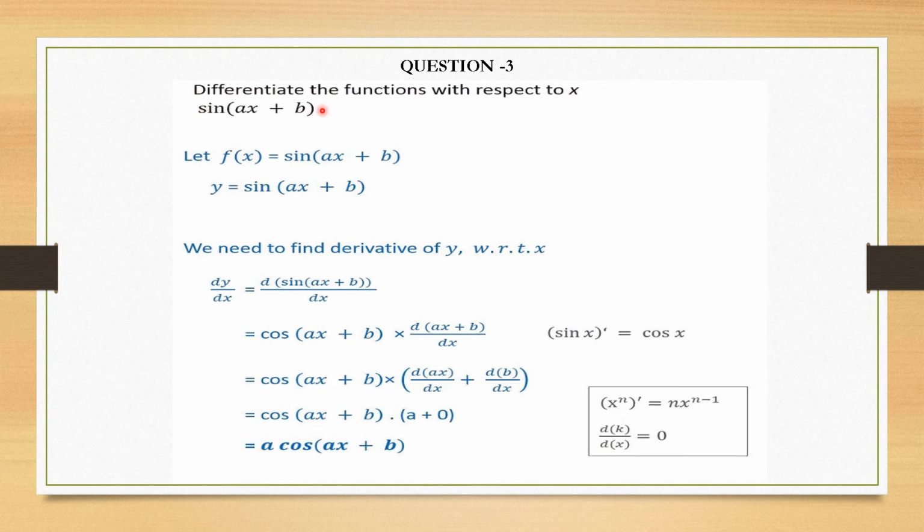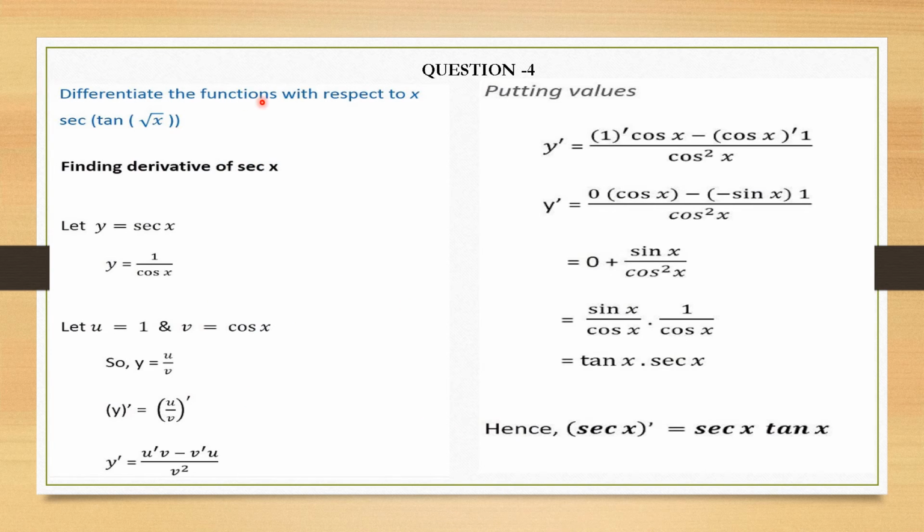This one is sine of ax plus b. How should we go? Firstly, it will be cos of ax plus b into d/dx of ax plus b. Now a is a constant, it will come outside, and d/dx of x is 1, so it will be a. And b is a constant, no x is there, so the derivative is 0. So the answer is a cos(ax plus b).